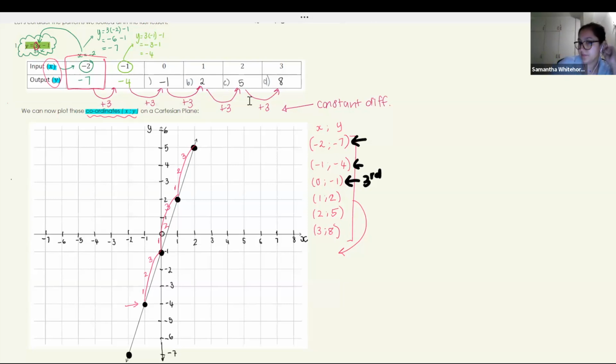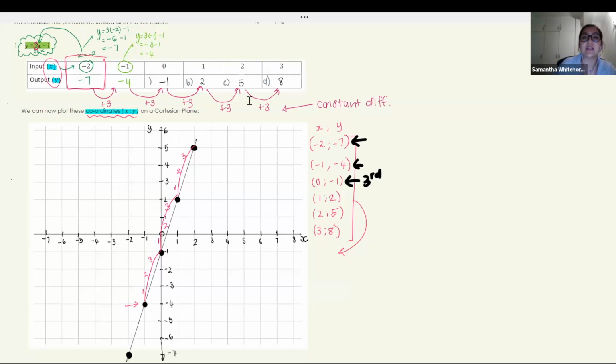Watobe? Ma'am, does it matter which side the positive or the negative is for the x? Sorry, can you say that again? Does it matter which side the positive or negative numbers are with the x?